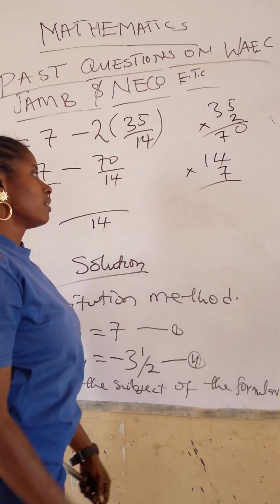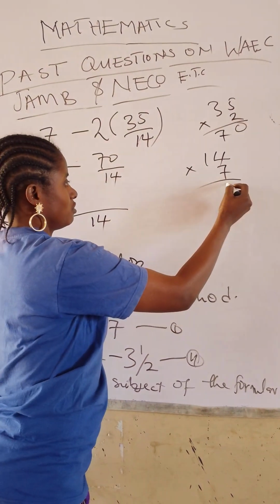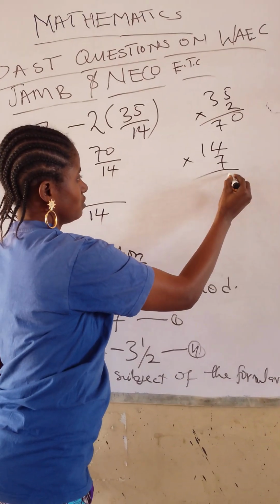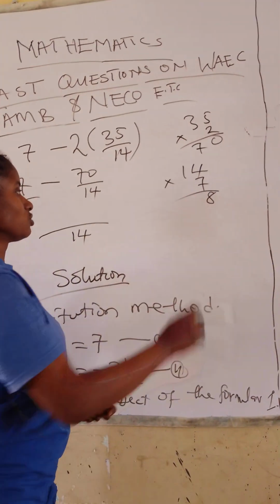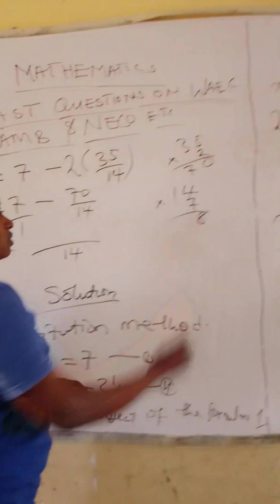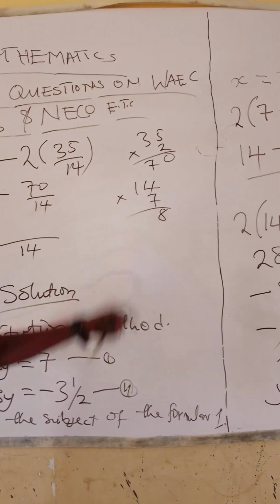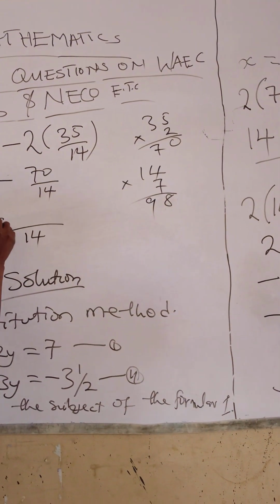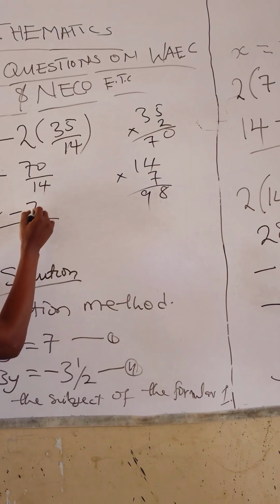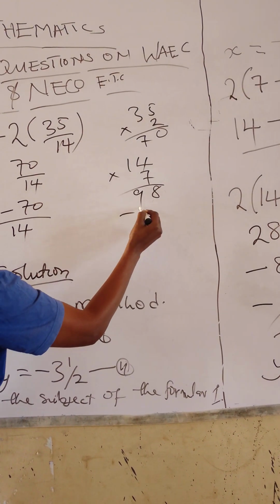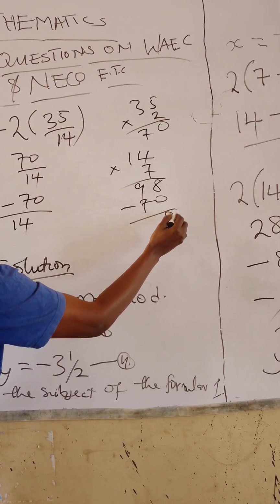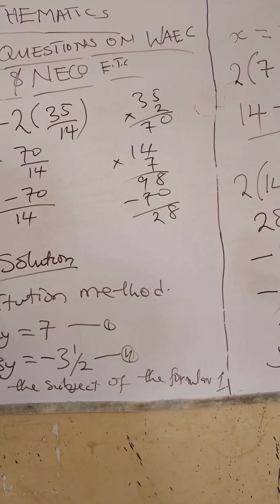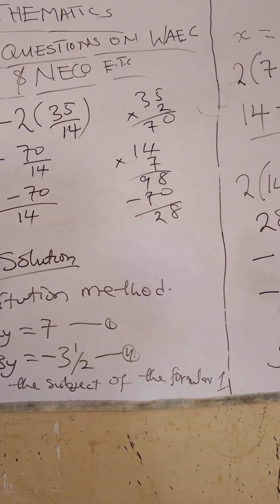7 times 4 is 28. Write down 8, carry 2. 7 times 1 is 7, plus 2 is 9. We have 98 minus 70. You subtract: 8 minus 0 is 8, 9 minus 7 is 2. So we have 28.